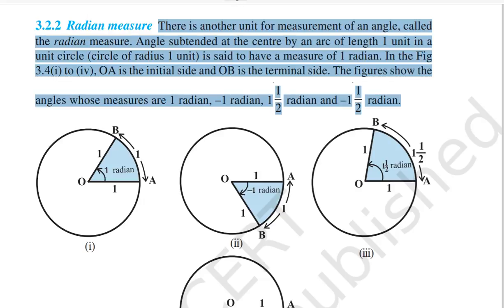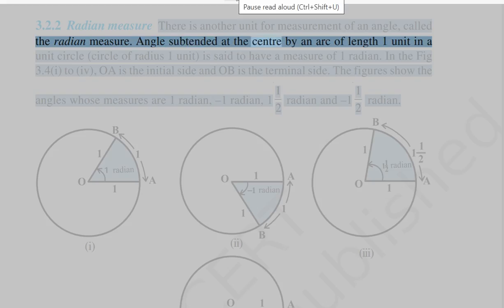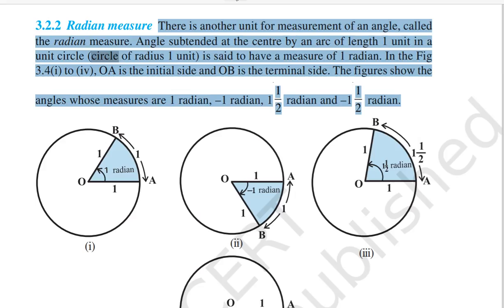But surely it will get over. Angle subtended at the center by an arc of length 1 unit in a unit circle. So what they are telling is that there is another unit called the radian measure. The angle is subtended at the center. What is subtended? The vertex of the angle is at the center of the circle.